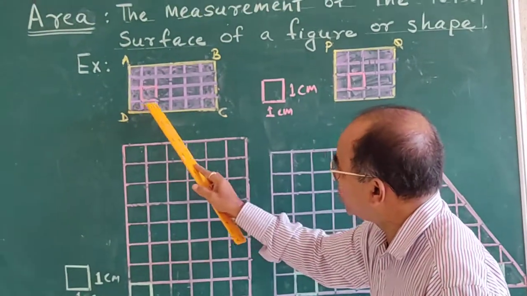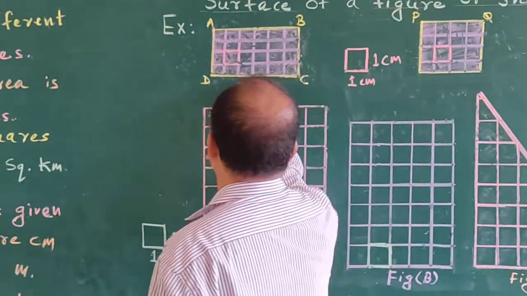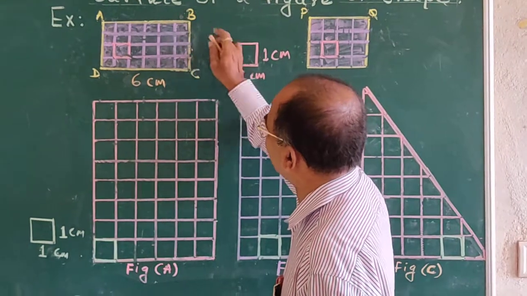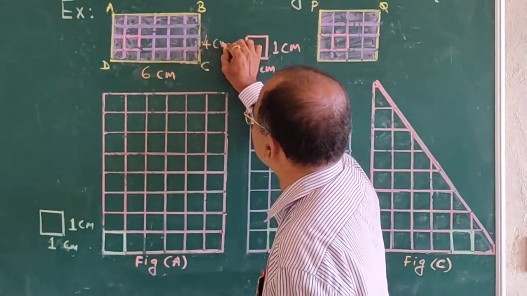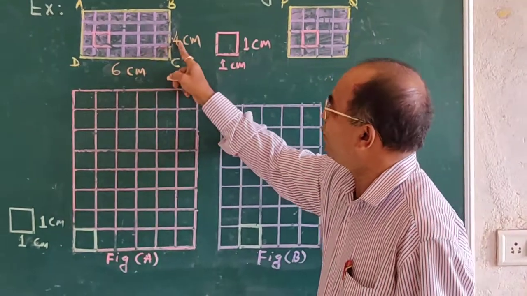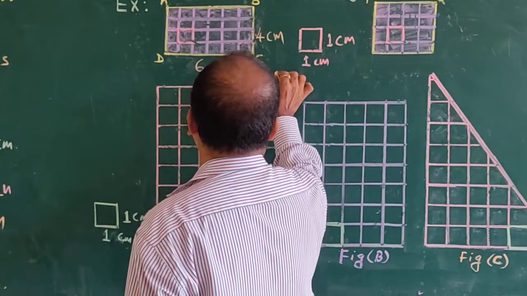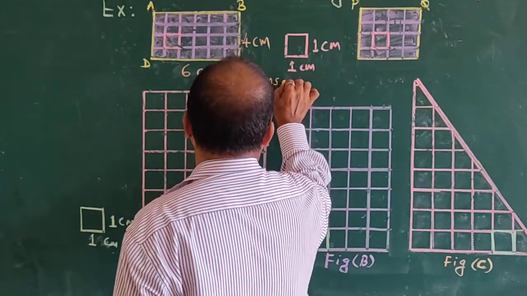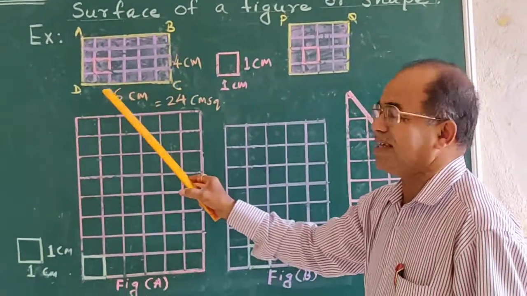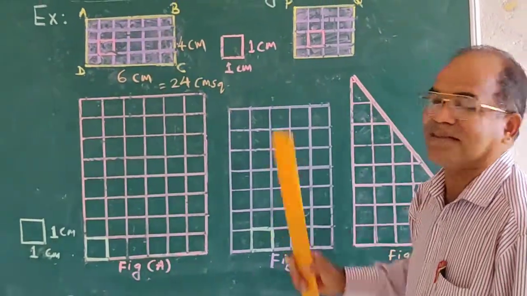Just count 1, 2, 3, 4, 5, 6. So how many squares are we getting here? 6 squares. And here 1, 2, 3, 4, 4 squares. So if we want to find the total area, it is 6 into 4, which is 24. So 24 square centimeters will be the area of this rectangle ABCD. Whatever surface is present within the boundary, that is the area.